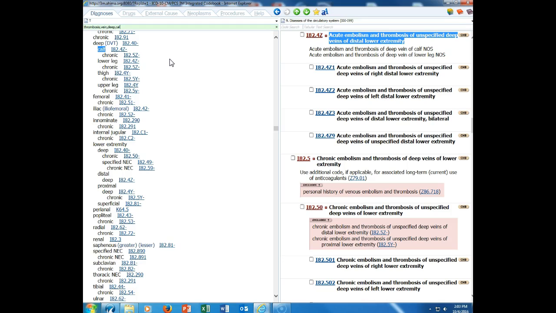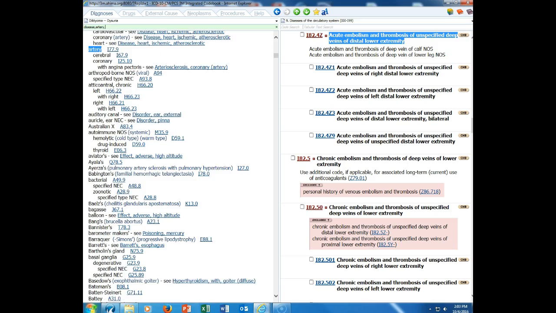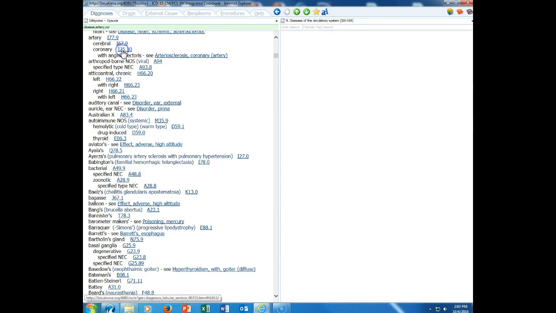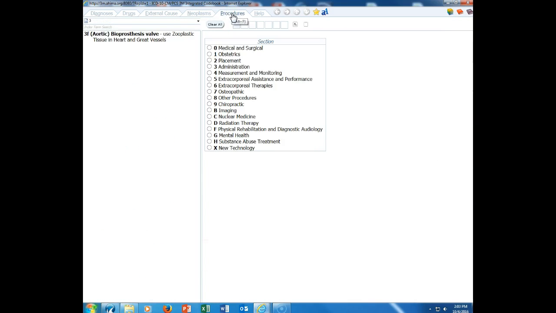Then for number 21, the patient had a percutaneous atherectomy of the right coronary artery for coronary artery disease. So we have to code the diagnosis here. I'm not sure why some of you did not code the coronary artery disease. I25.10, verified in the tabular. And then we needed to code this procedure.